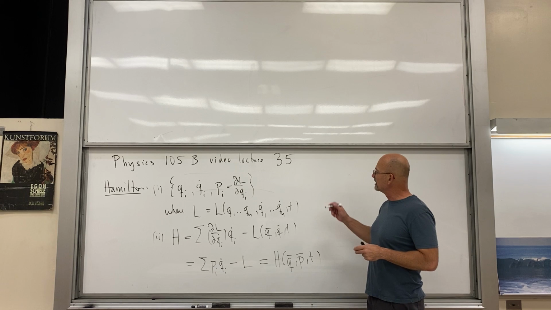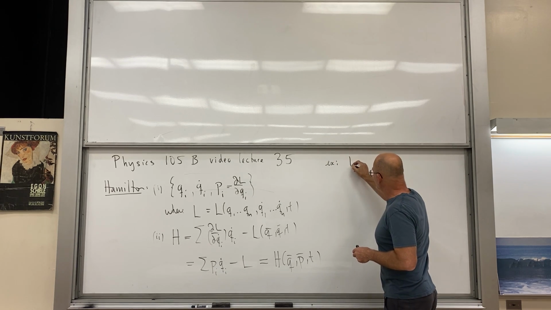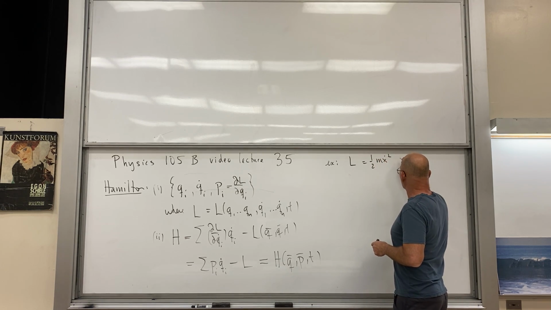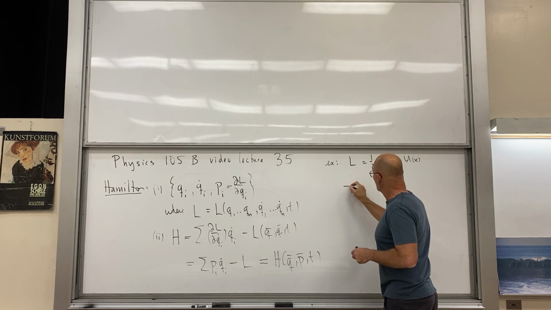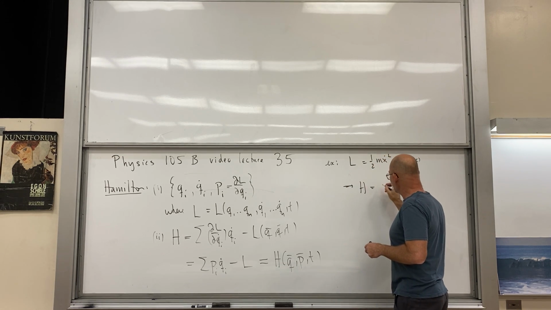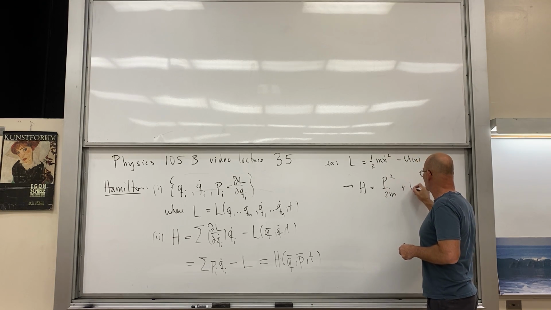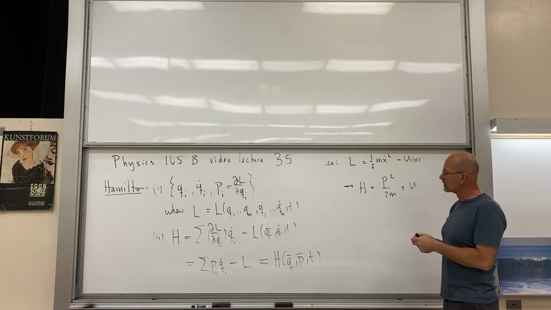And the really simple example is that if you have L equals a half m x dot squared minus u, you end up with H equals P squared over 2m plus u. Okay, so that's how that transformation goes. That's the example I worked with last time.